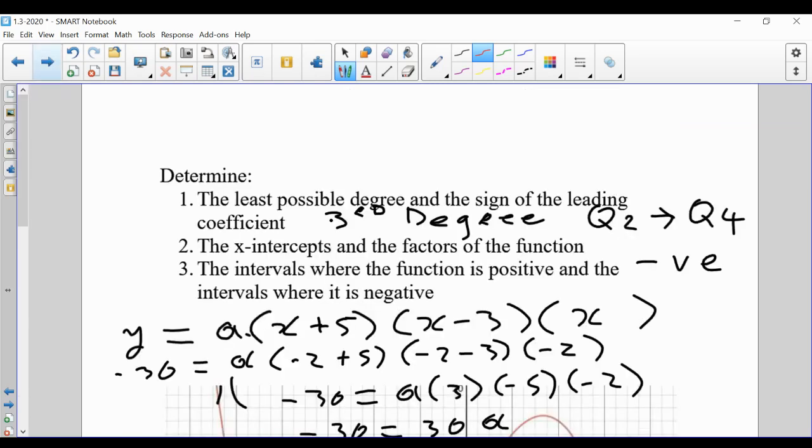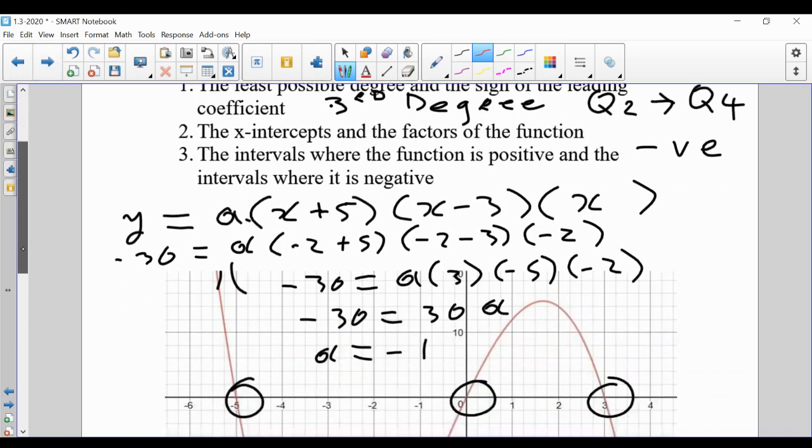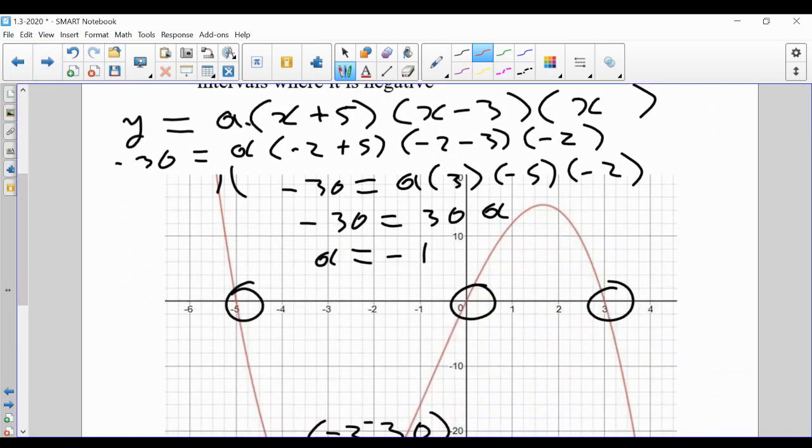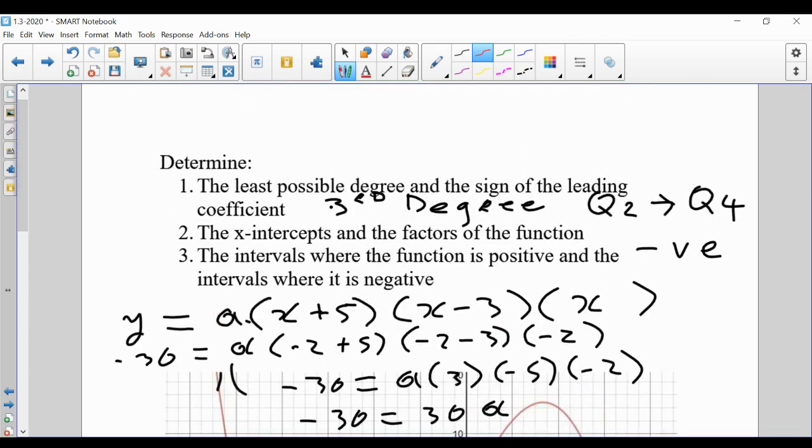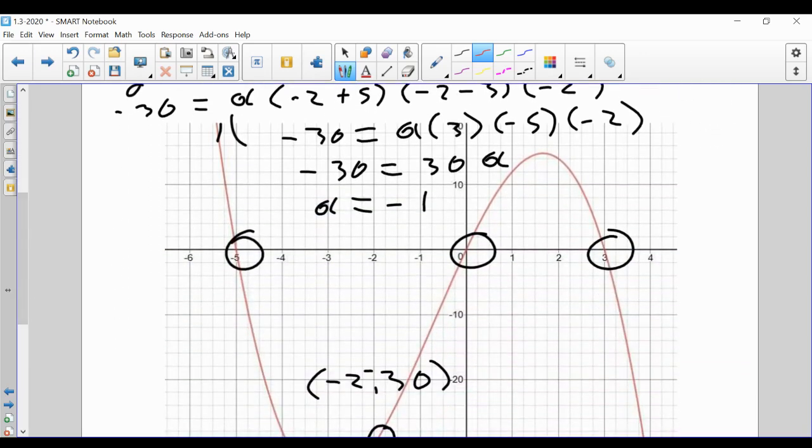So we went through this function. We said it was a third degree function. And by the way, this is the same smartboard file that we had from Friday, so I'm just basically going over it again. And we said it was probably a third degree, which is the least possible. It could be a fifth degree, it could be a seventh degree, but we said it was at least 3 because of the fact it had 3 zeros. Right? That's the least it could be.